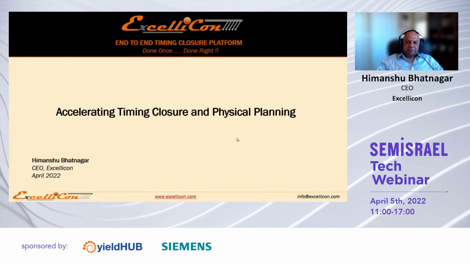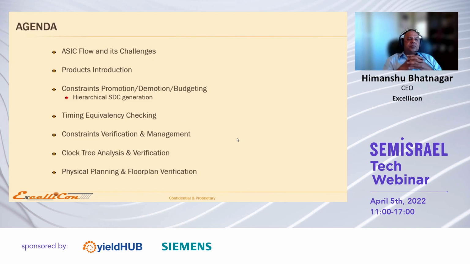And so let's start. The agenda today is we're going to talk about the basic ASIC flow and what the challenges are. Then I'm going to introduce some products which can help you in this area. We're going to talk about constraints promotion, demotion, budgeting, SDC generation, and then timing equivalency checking. This is a new topic, so I'll spend some more time on it to introduce it.